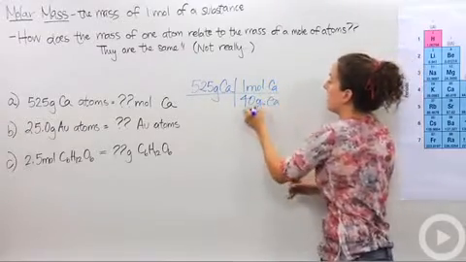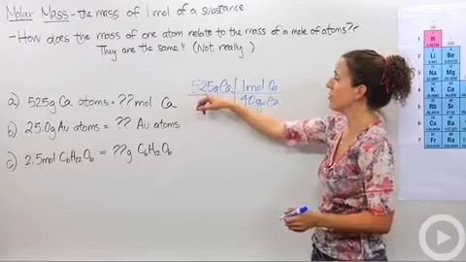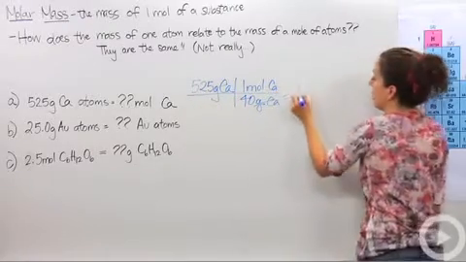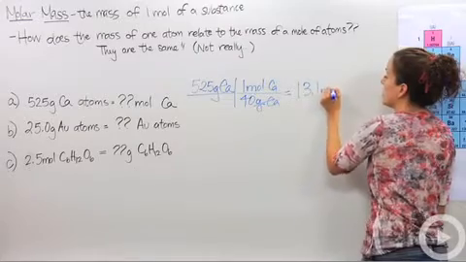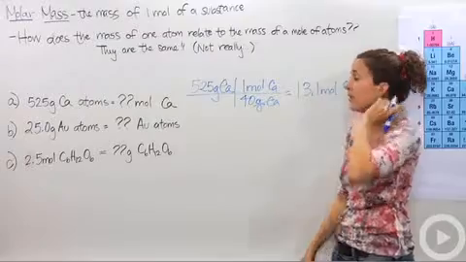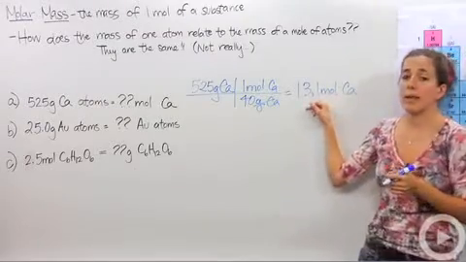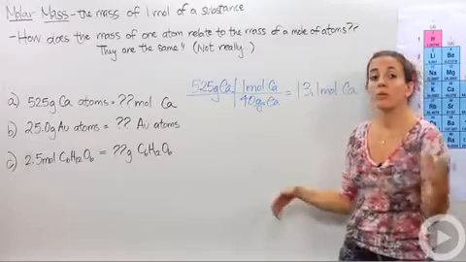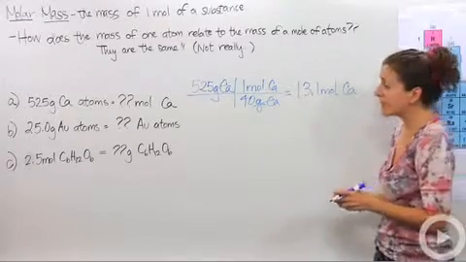I put this in the bottom so I can cross this unit out. 525 divided by 40 is going to give us 13.1 moles of calcium. Okay, so I know now that 525 grams of calcium equals 13.1 moles of calcium. And that might not seem helpful now, but will definitely be helpful when you learn about future things dealing with moles. Let's do another problem.